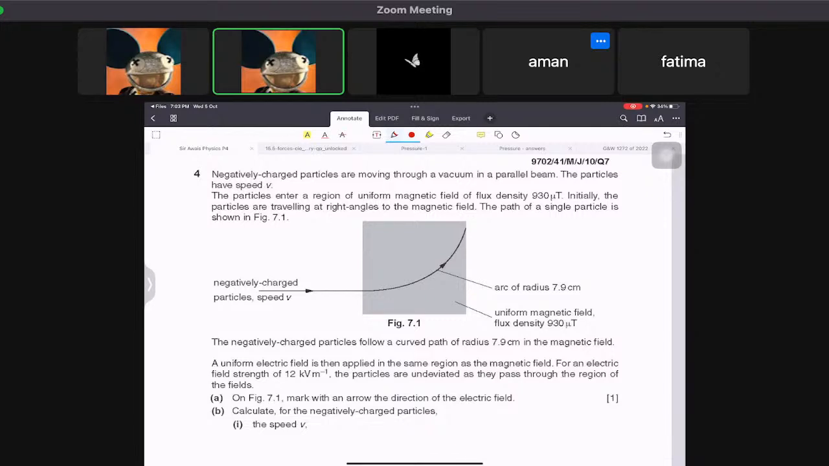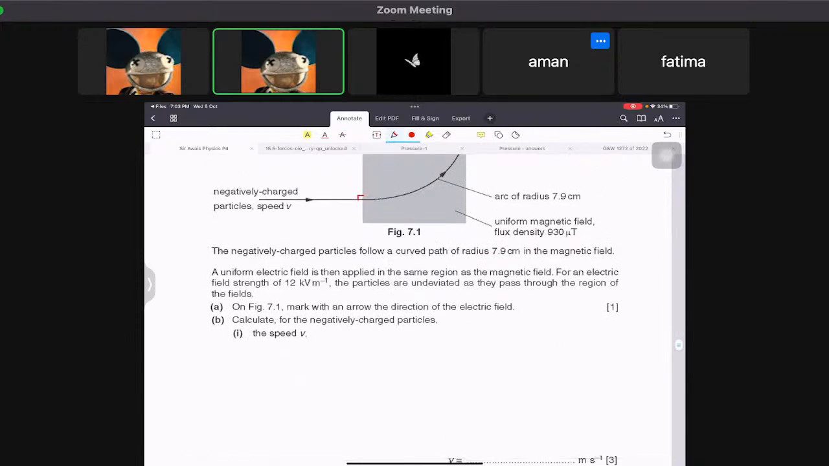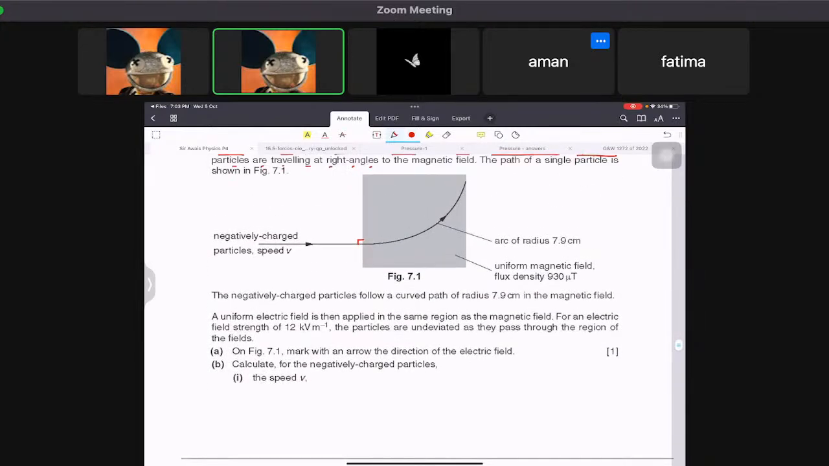Okay. So now in this one, a negatively charged particle is moving through a vacuum in a parallel beam. They say the particles enter with a speed v. The particles enter a region of uniform magnetic flux density of 930 micro Tesla. Initially, the particles are traveling at right angles to this. Now the negative particle follows a curved path, which means wherever the center is, it says the radius is 7.9 centimeters.